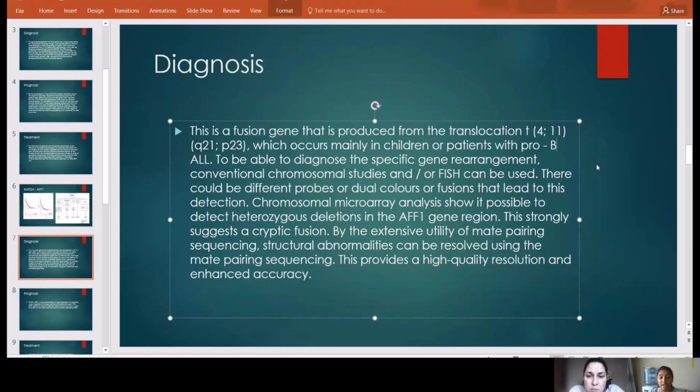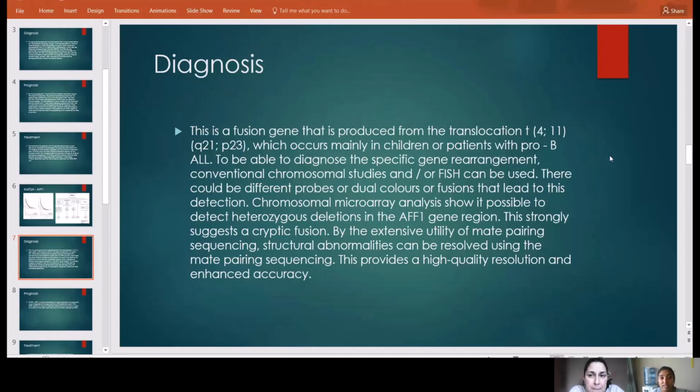Chromosomal microarray analysis shows it is possible to detect heterozygous deletions in the AFF gene region. This strongly suggests a cryptic fusion, but by the extensive utility of mate pair sequencing, structural abnormalities can be resolved, which can provide a high quality resolution and enhanced accuracy.